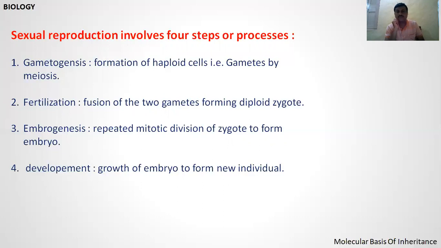Embryogenesis is the formation of the embryo by repeated mitotic division of the diploid zygote. This process is called embryogenesis. And last, development is the growth of the embryo to form the new offspring. It is called development. These are the steps involved in sexual reproduction.